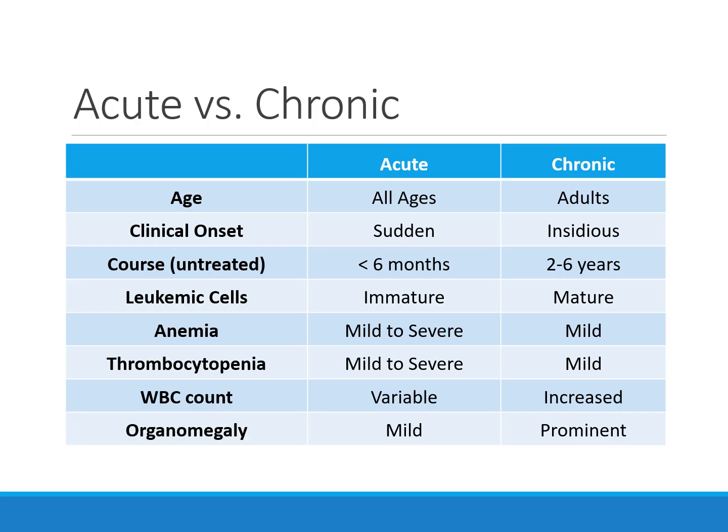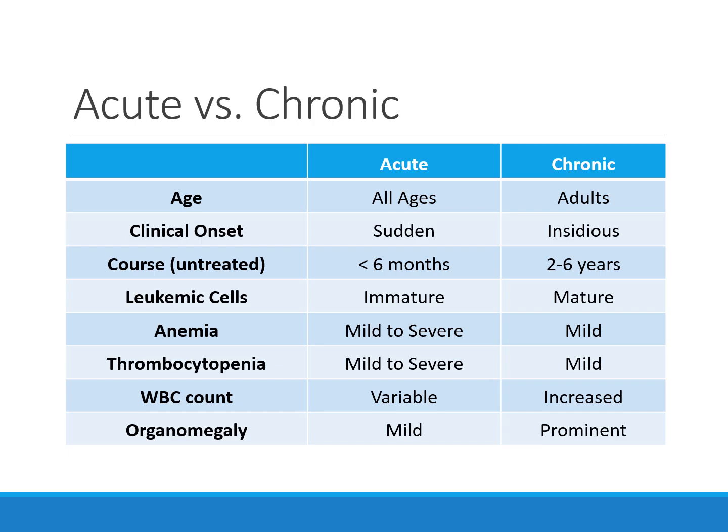However, in chronic leukemias, we typically see a more adult demographic. We may have an insidious clinical onset, which just means it kind of creeps up and then progressively gets worse over time if left untreated. It's usually less aggressive than acute leukemias. So chronic leukemias, if left untreated, a patient could survive 2 to 6 years and maybe even beyond that. We see a more mature form in those leukemic cells.